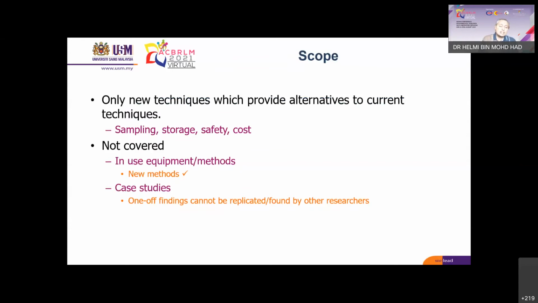What is not covered in this part of the lecture is the equipment. So how to use the GC, or how to use the HPLC, or how you extract urinary fluid, or how you take the bone, I assume that you already know if you're already working in your Ministry of Health. But the new methods I will cover. And case studies and one-off findings which cannot be replicated, I'm not going to talk about mostly in this lecture.